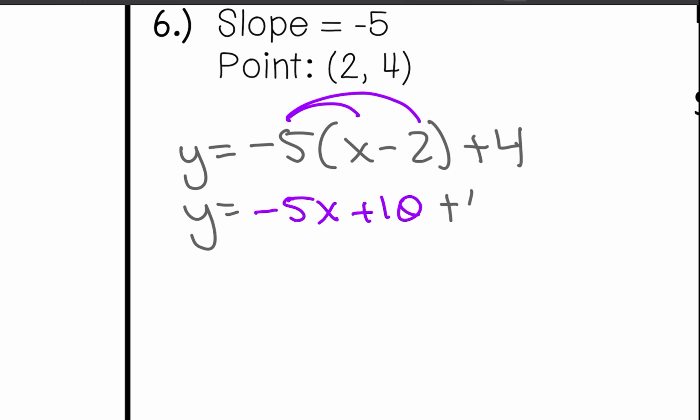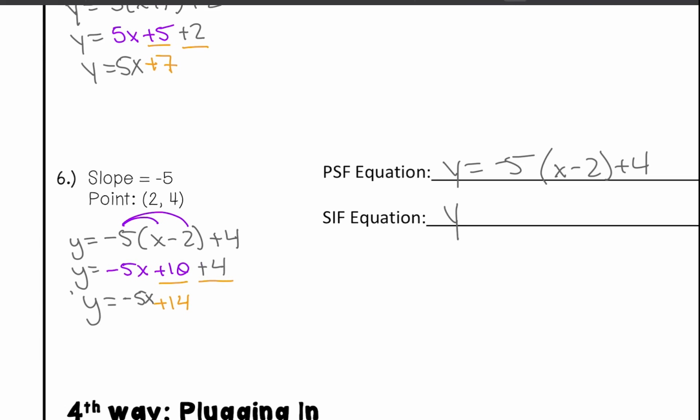Nothing else changed. So we bring everything else down. Combine like terms, and 10 plus 4 is 14. So now we have a slope-intercept form of y equals negative 5x plus 14. Oops, negative 5x plus 14.